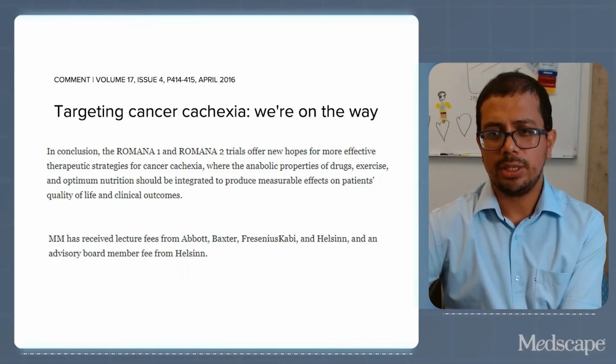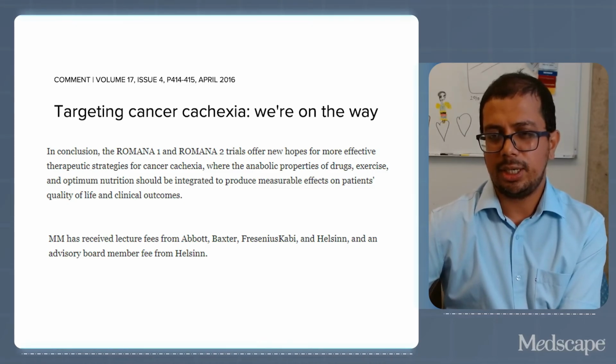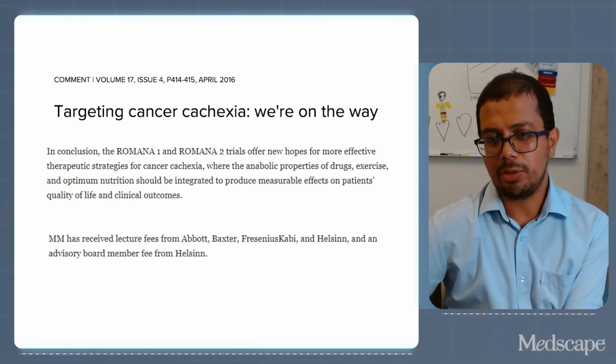So what sense does it make to get a drug that just improves your muscle mass but does not improve your muscle function? That was my impression. But the conclusion of that paper was that this is a treatment option for patients with cancer cachexia. And I was surprised. Why would they conclude like that?